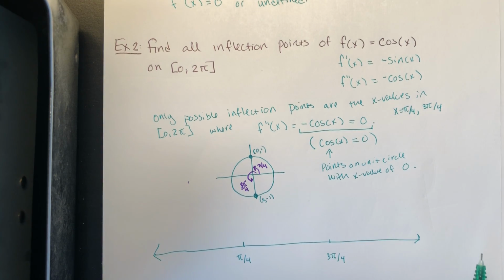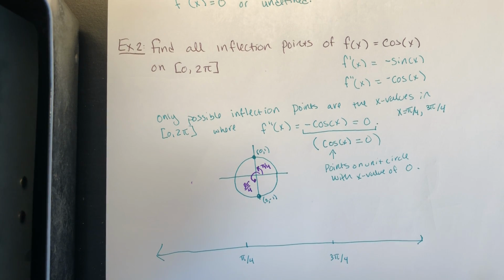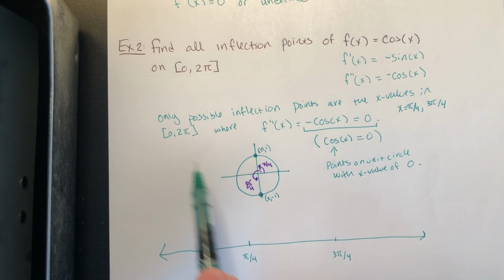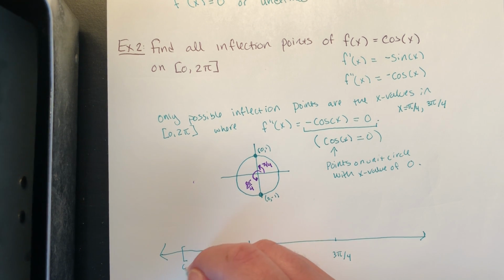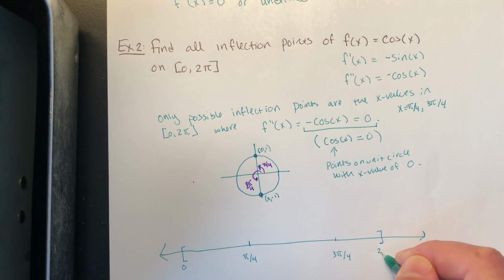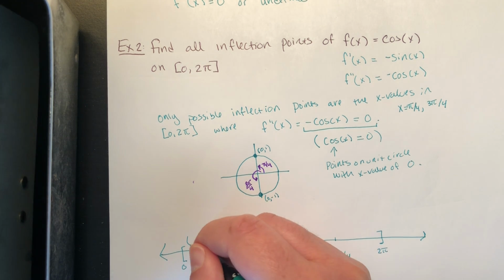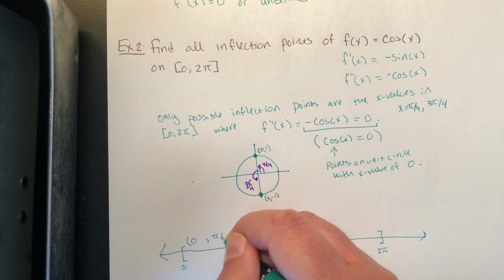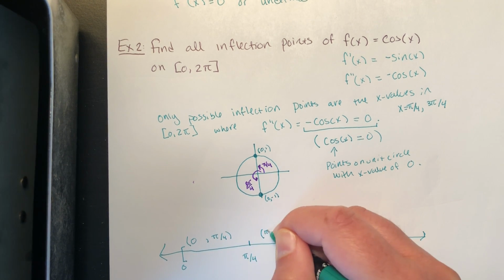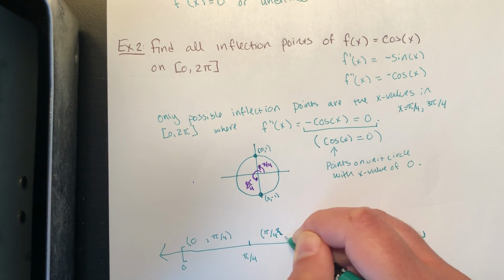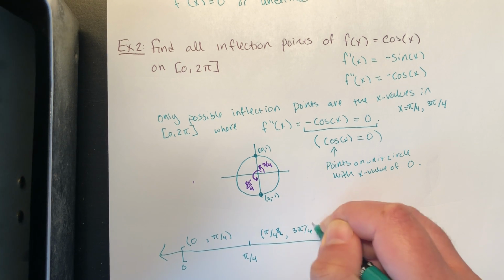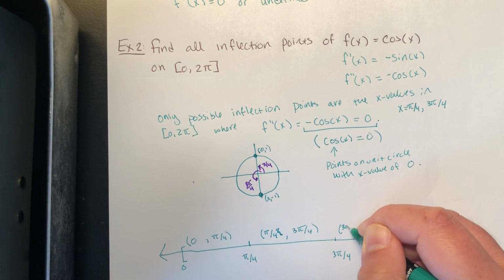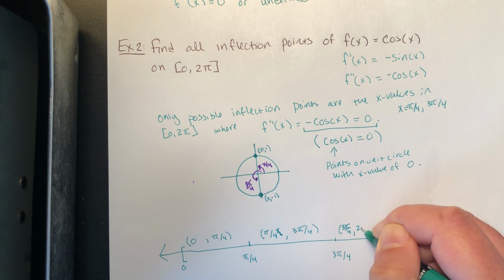So, can you see this? Oops, okay. So I set up my number line here, and keep in mind that we're only looking at the interval from 0 to 2 pi. So I'm just going to put 0 and 2 pi here. So my intervals then are going to be 0 to pi over 4, pi over 4 to 3 pi over 4, and finally 3 pi over 4 to 2 pi.